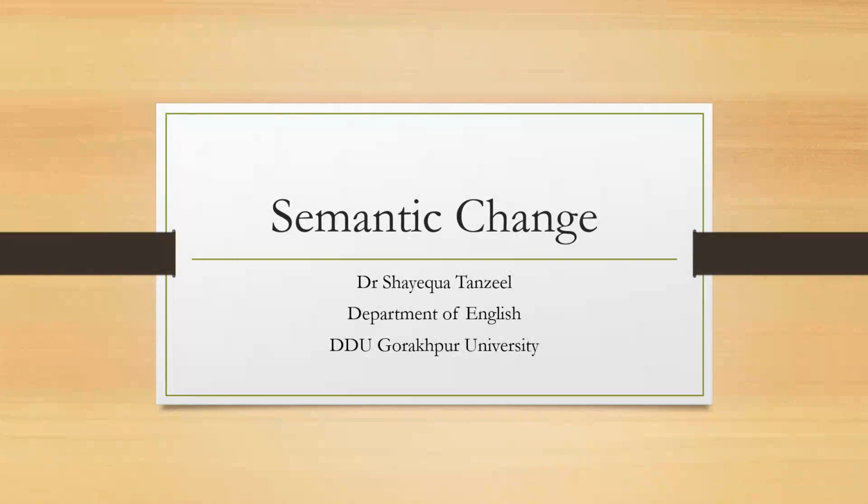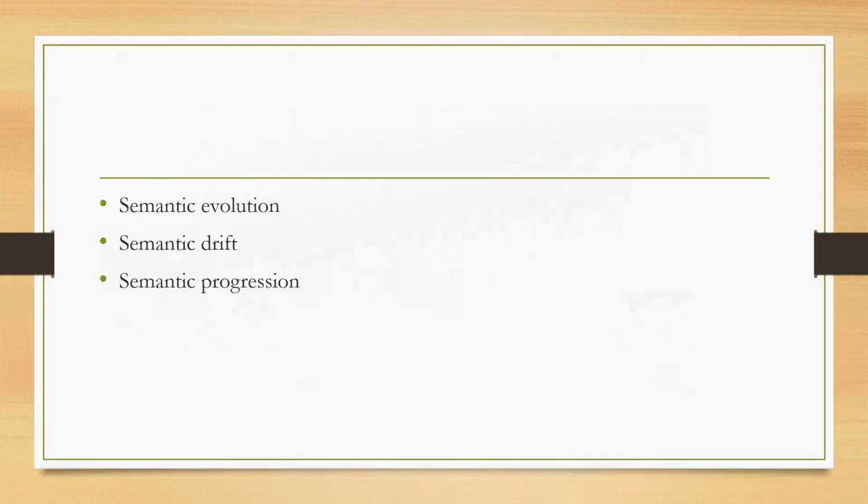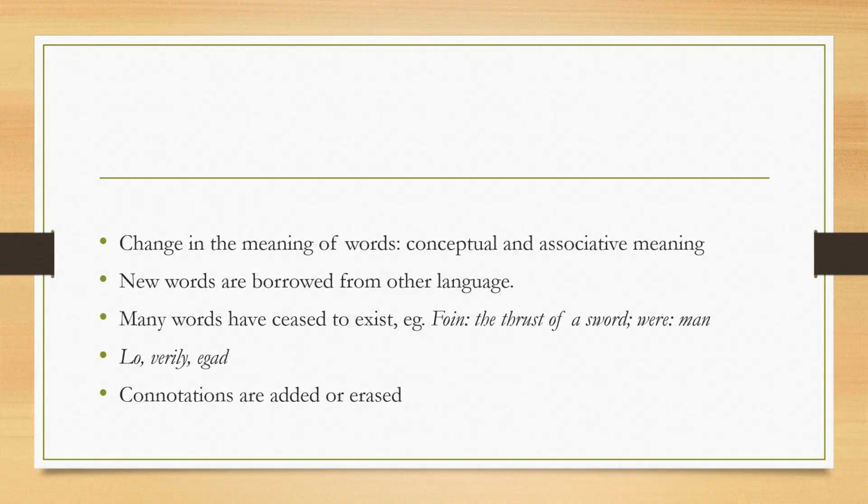As part of our MA English second semester's linguistics paper, we'll today be discussing this term that is known as semantic change. Semantic change is also known as semantic evolution, semantic drift, or semantic progression, and this refers to the constant evolution of language wherein lexical items or words evolve, their meanings are changed, modified, transformed. New words are added to the vocabulary of a particular language.